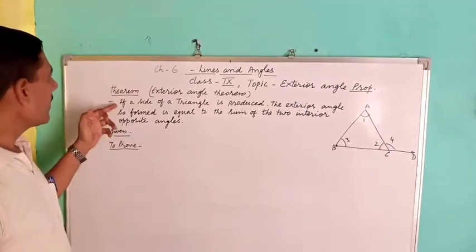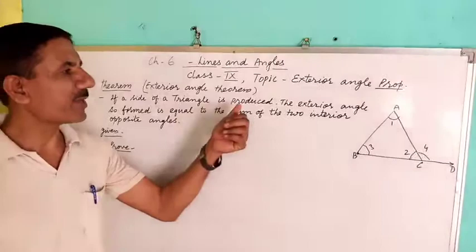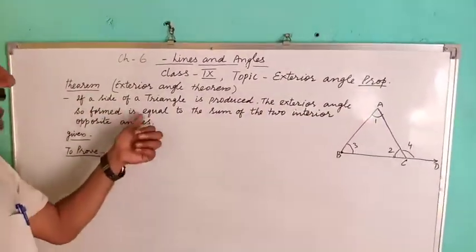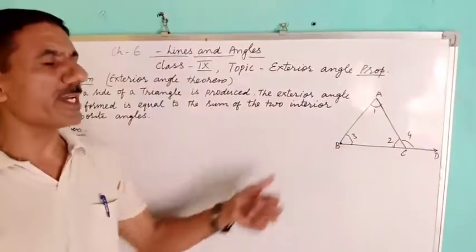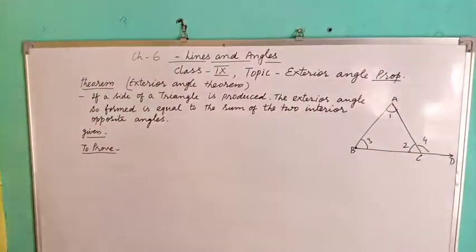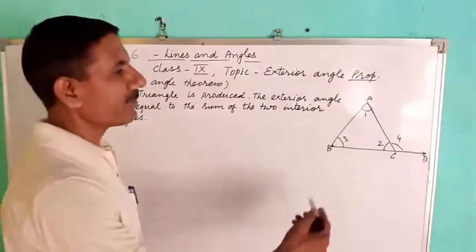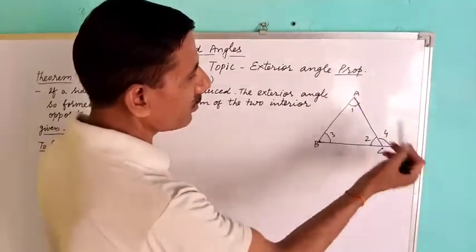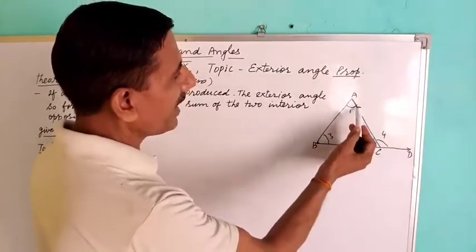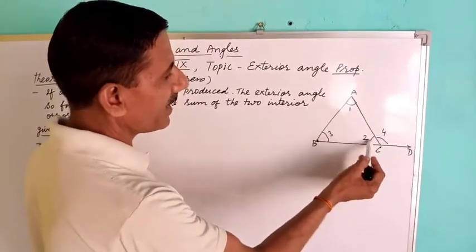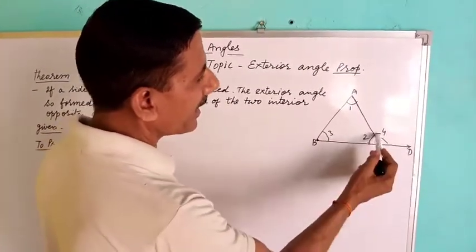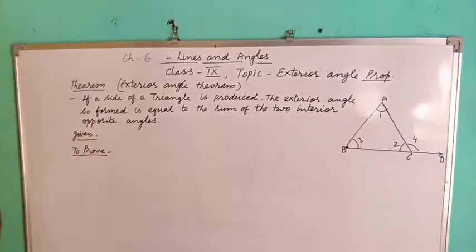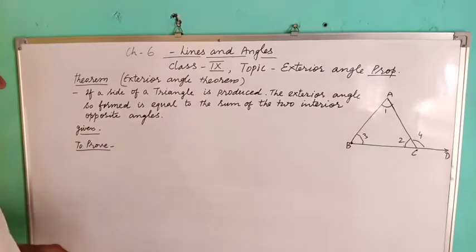What is the theorem? If a side of a triangle is produced, the exterior angle so formed is equal to the sum of the two interior opposite angles. This is the theorem and this is the figure. ABC is a triangle and BC is produced to D. Then we have three angles, angle 1, angle 2 and angle 3, and angle 4 is the exterior angle of the triangle. So how do we prove it?